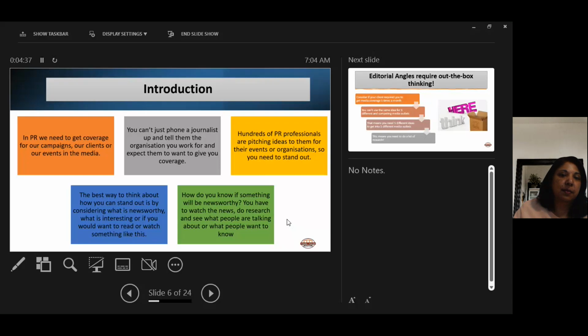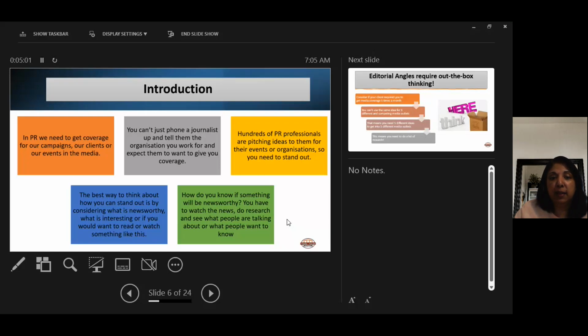Please don't do this. It's not going to work. That is why we have media relations. Media relations is building solid and strong, sustainable relationships with journalists and editors, so that when you have a story to pitch to them, you will mail them, you will give them a call.